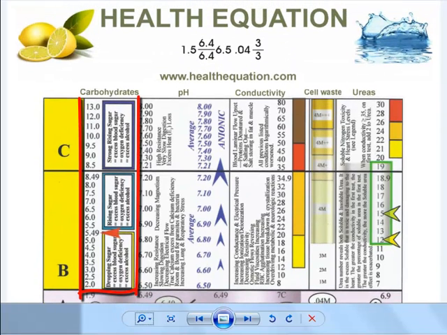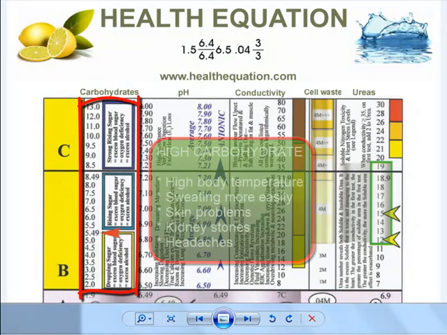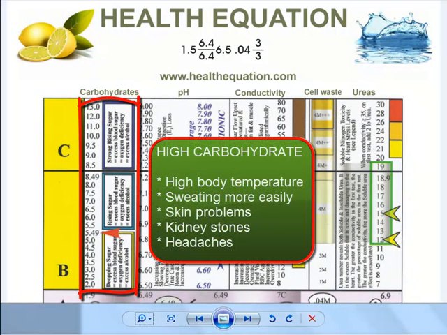On the other hand, a high blood carbohydrate lets the body convert the excess carbohydrates into alcohol, increasing the body temperature leading to sweating more easily, skin problems, kidney stones and headaches. A high carbohydrate number can be lowered by eating foods with less carbohydrates, drinking the prescribed lemon water routine and green drink routine, as well as the prescribed digestive enzymes.